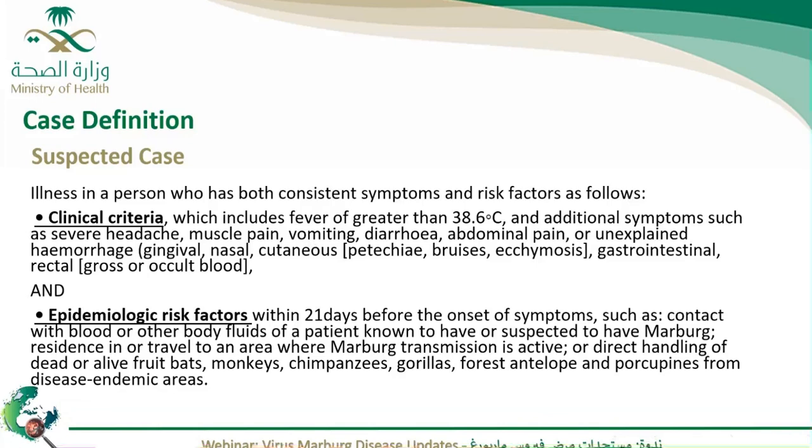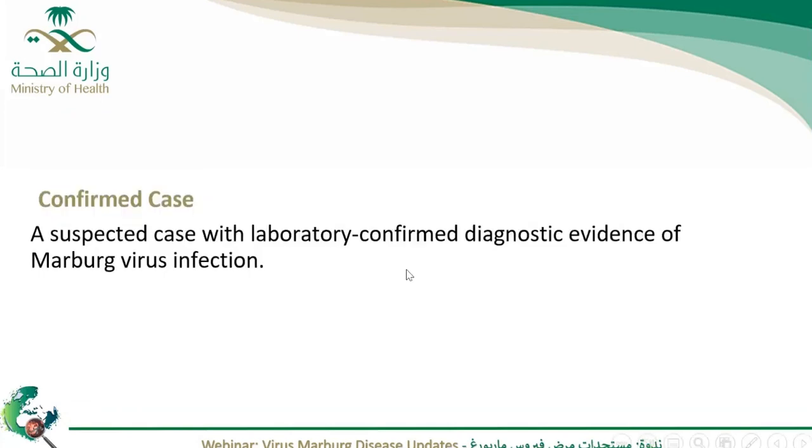Here we also have epidemiological criteria to define a case as suspected Marburg virus disease. Within 21 days before the onset of symptoms, there is contact with the blood or other body fluid of a patient known or suspected to have Marburg, residence in or travel to an area where Marburg transmission is active, or direct handling of dead or alive fruit bats, monkeys, chimpanzees, and so on from disease endemic areas. But for the confirmed case, we have lab confirmed diagnostic evidence that gives us the diagnosis of a confirmed case of Marburg virus disease.